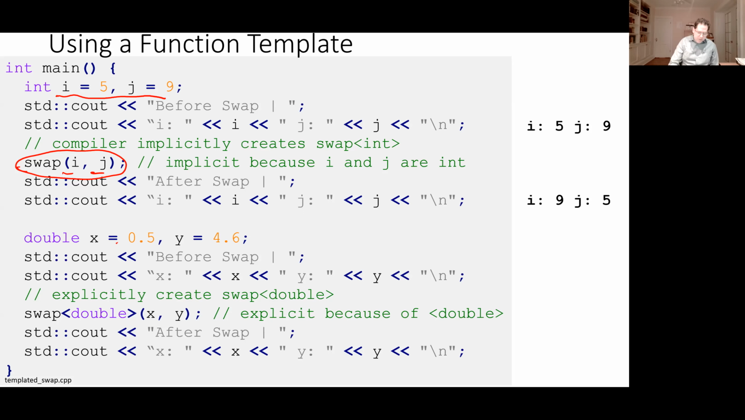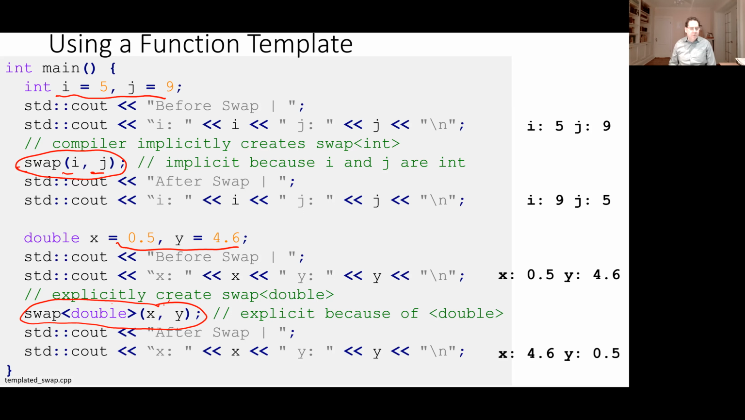Then I make a couple of doubles, so I declare a couple of double variables x and y. I call swap again. Now in this case, I've decided to say which version of swap I want. I've said I want this version of swap for double. And the compiler will say, oh, that's okay, x and y are double, this matches, I can use that. So it's fine. It'll make me a double version, and these two variables will be swapped.